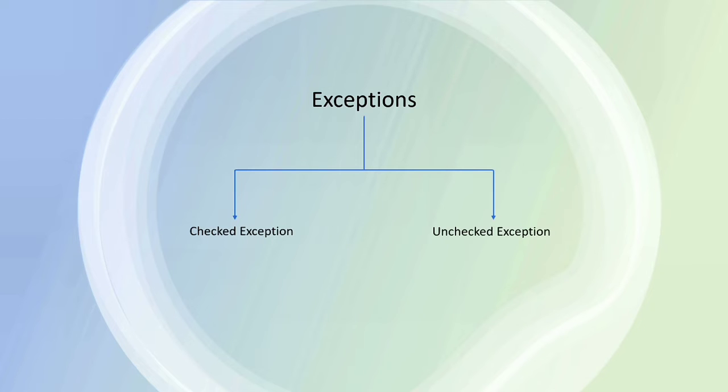What is the second type? Second type of exception is unchecked exception. So by name it says it is not checked. That means it is not checked during compile time. So compiler will not check whether you are throwing an exception or not. So during runtime, if that event occurs, then exception will be raised. So this is unchecked exception.